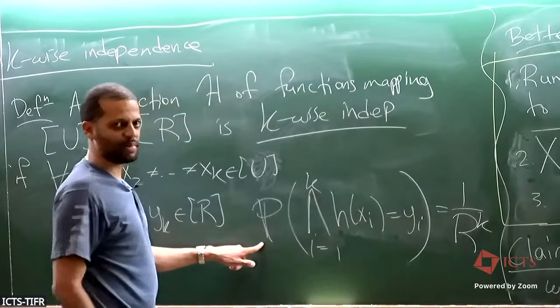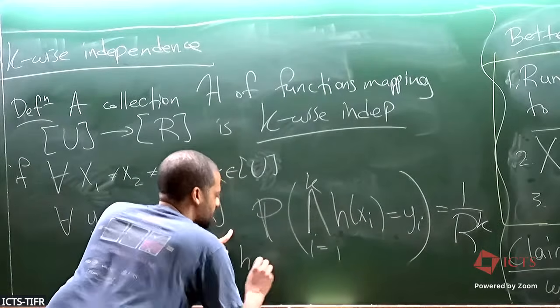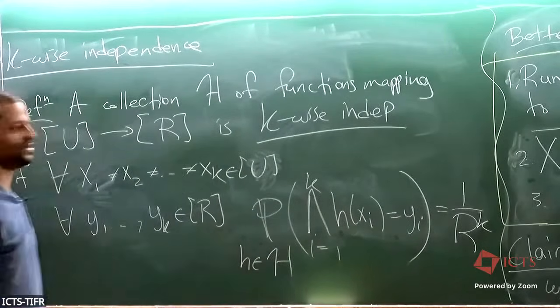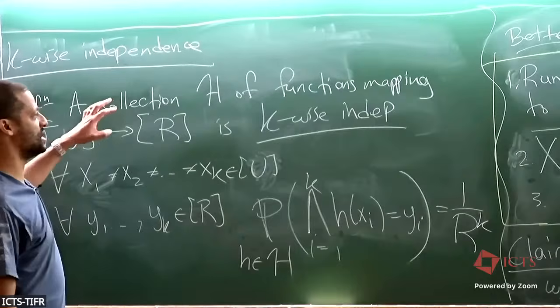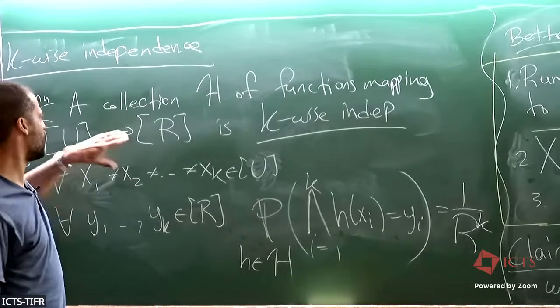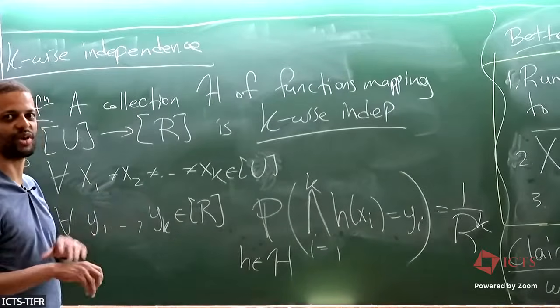But I'm not going to pick h to be a truly random function. I'm going to pick it as a uniform element of script H. So if script H has this property, then I will say that it is a k-wise independent family. It is a k-wise independent set of functions. It's a k-wise independent hash family. That's usually what people call it.